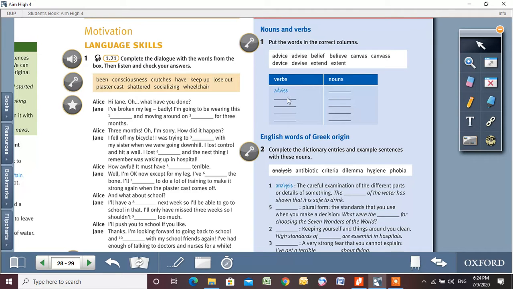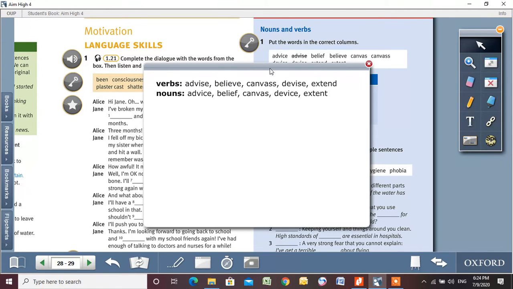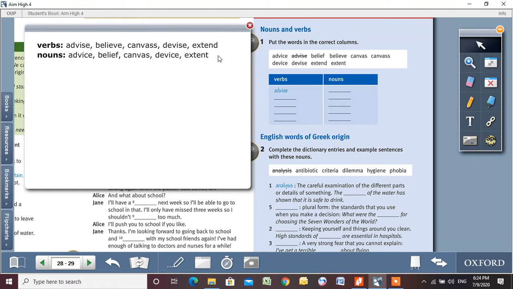Alright, we start with advise. Advise with SE. Because it ends with SE, this is the verb. The noun ends with CE. So advice with CE, this is the noun. So the noun of advise is advice.